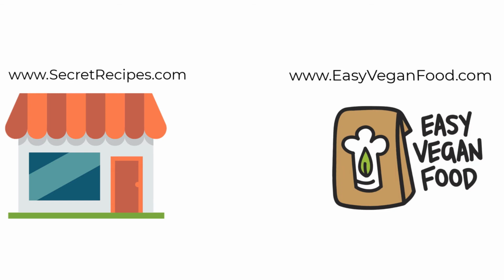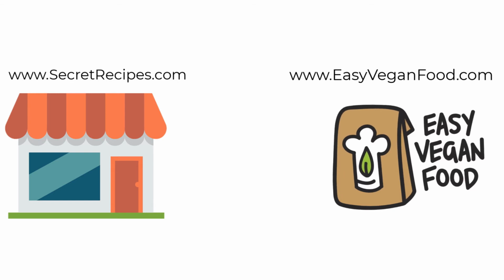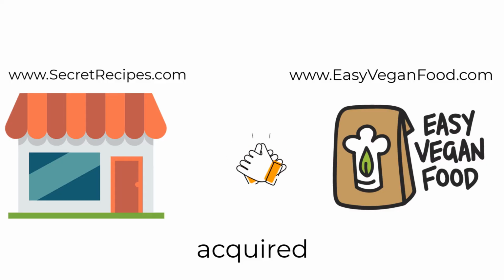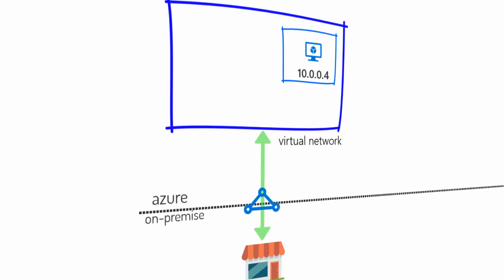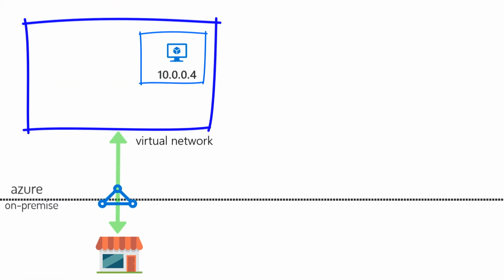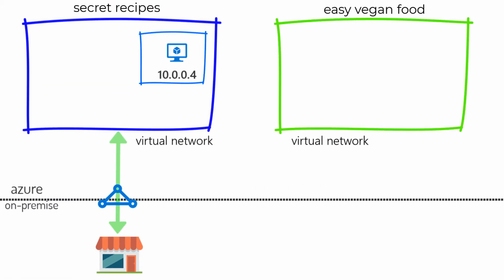The Secret Recipe's business was doing really well. They come across another California-based startup called Easy Vegan Foods, which could further boost their business. Secret Recipes decided to acquire this company to have access to the awesome vegan recipes. The cool thing was Easy Vegan Foods was also hosted in an Azure virtual network, which hosted their web server with a private IP address of 10.0.0.4.